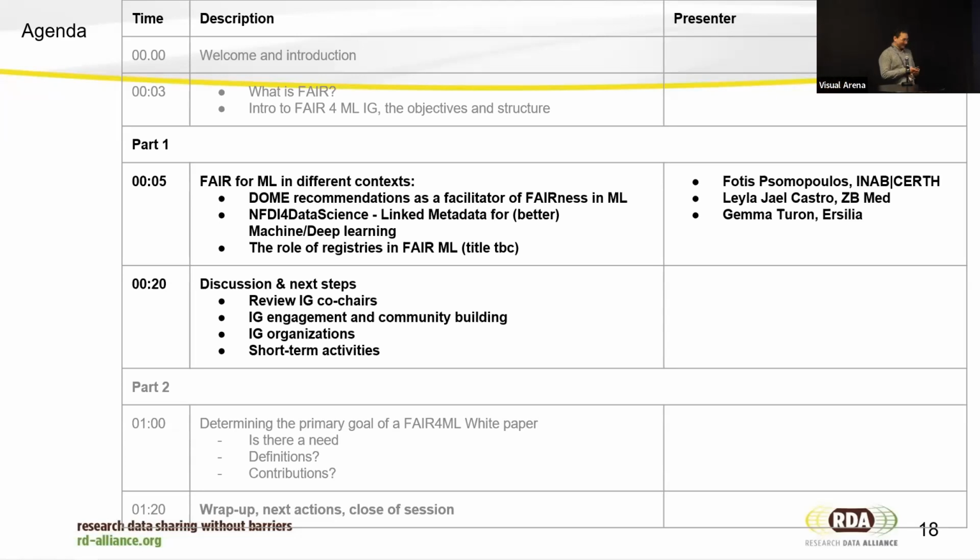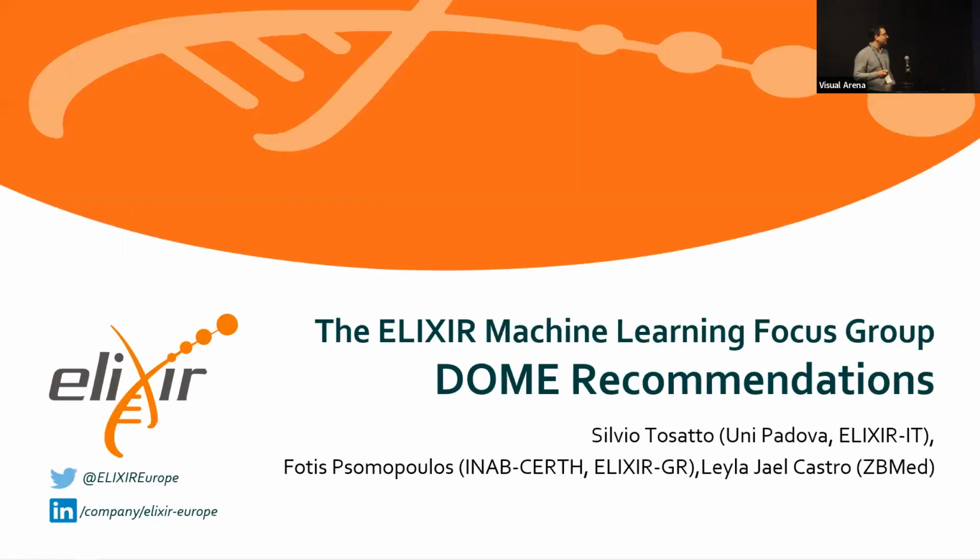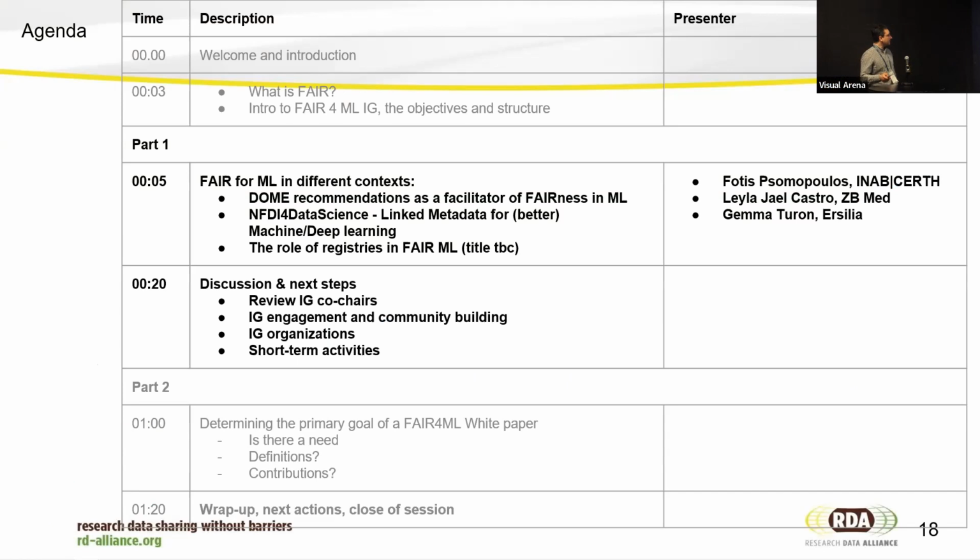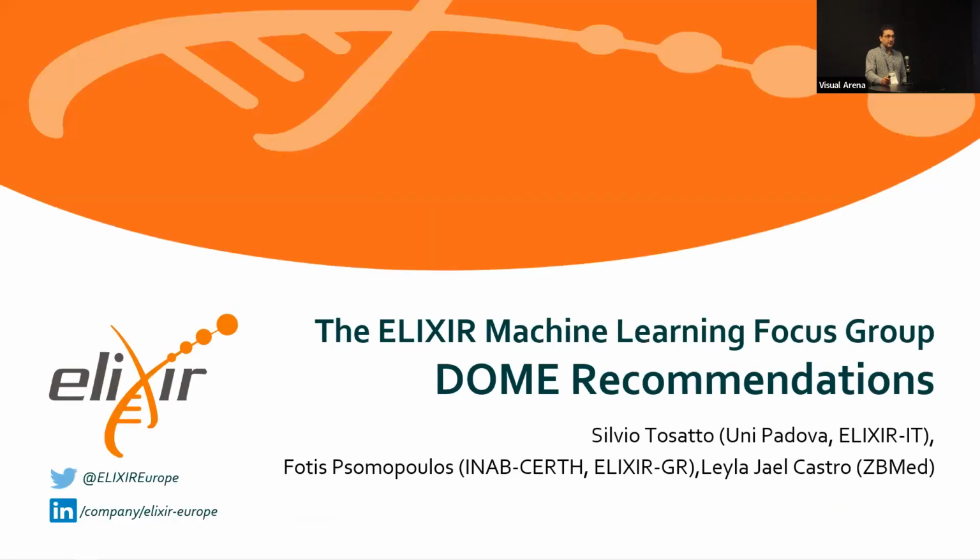Okay, good. All right. So, as I said, there are basically 3 quick talks. One is about reporting, the other one is about metadata, and the last one is about registries. So for the reporting, I want to do a quick outline of one of the major outcomes of the Elixir machine learning focus group.